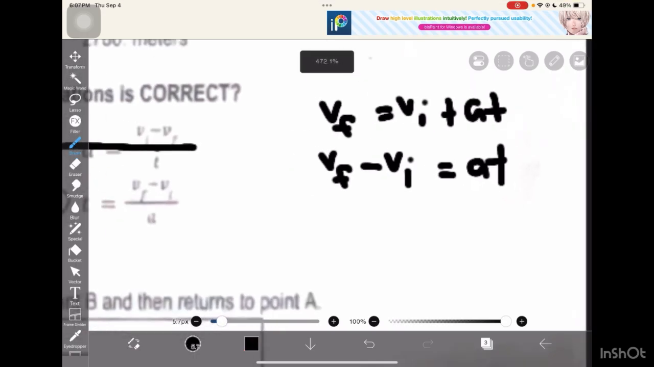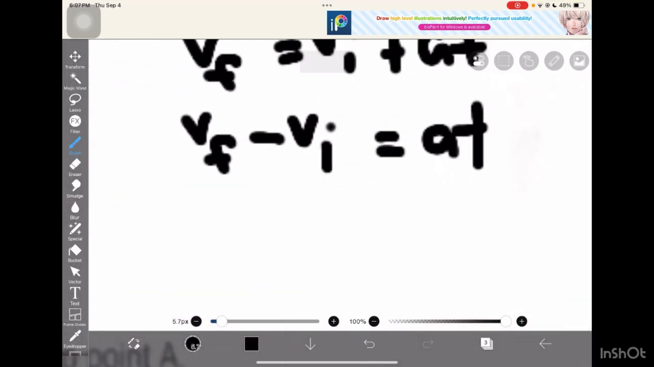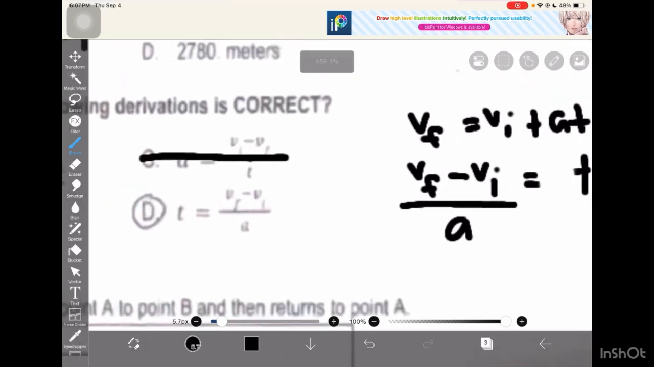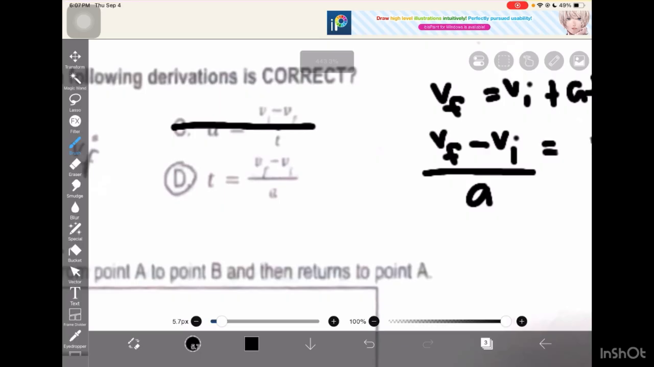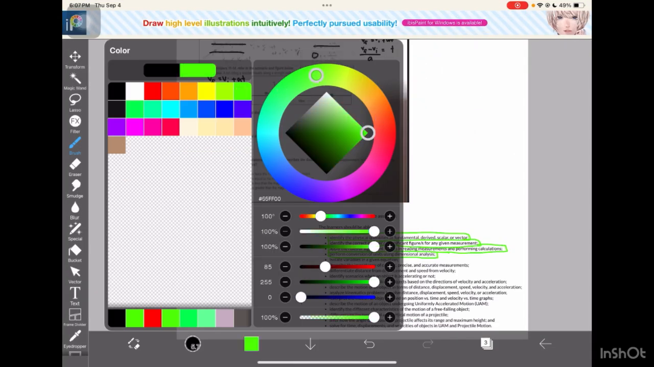So like I said, let's try to cancel out A now. If we divide by A, V sub F minus V sub I over A is equal to T. And as you can see, that does match. I know it's quite hard to see, but it does match. So that's why it's letter D. So that's how we derive.